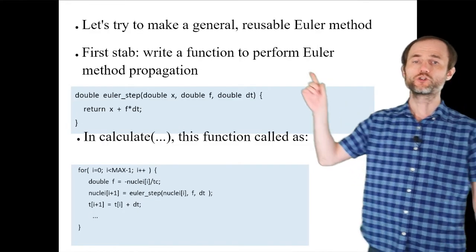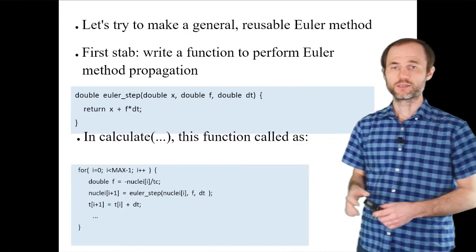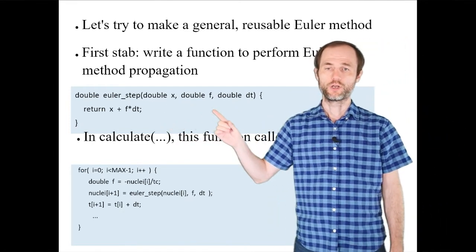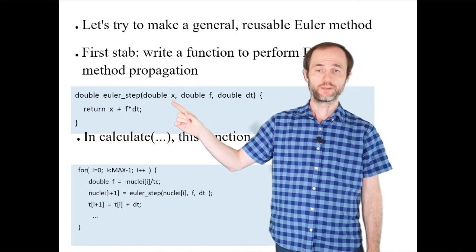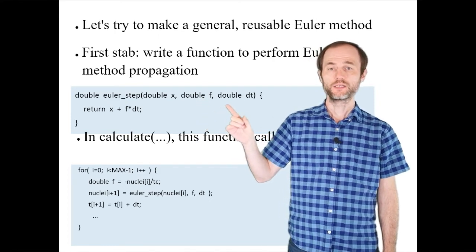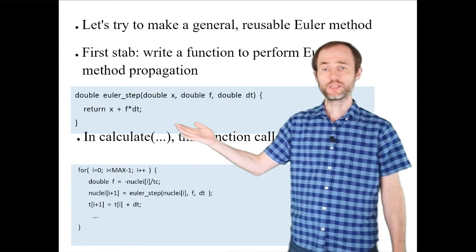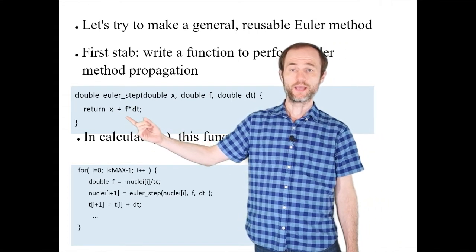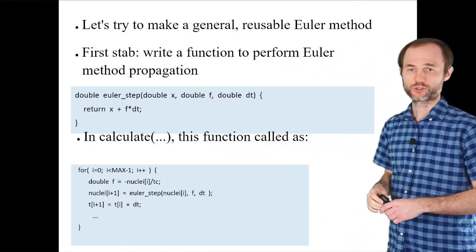So why don't we try to make a more general, a reusable Euler method? For instance, we can get started by writing a single Euler step that will take the value of the variable at the current time, the value of the right-hand side of the equation, f, the derivative, and the time step itself, delta t. And it will return the answer at the end of the Euler step, where we take x and add the derivative times delta t. So that is one very simple Euler step.